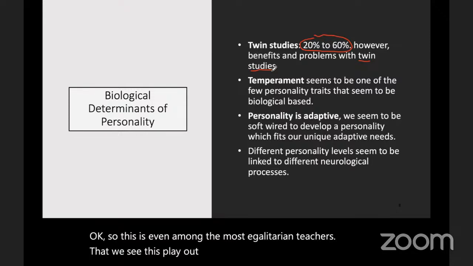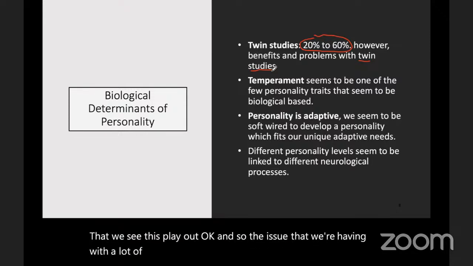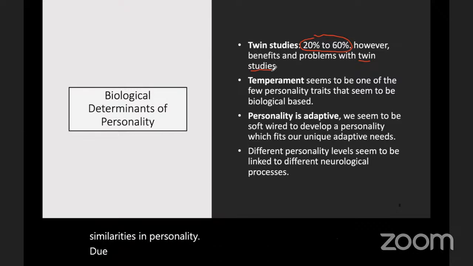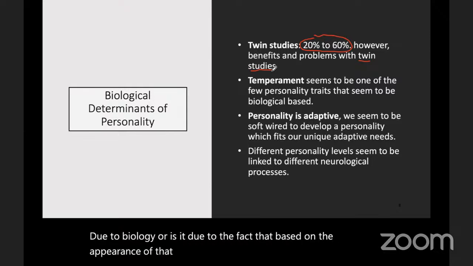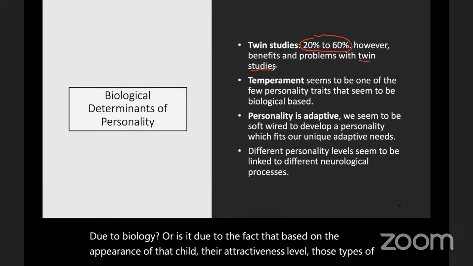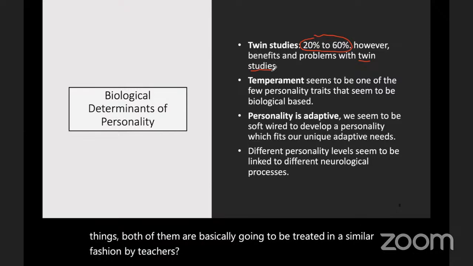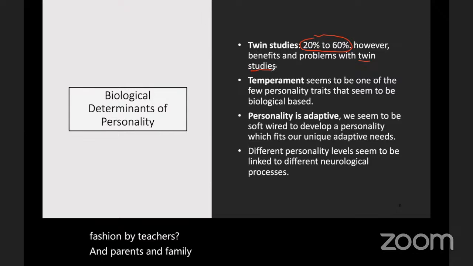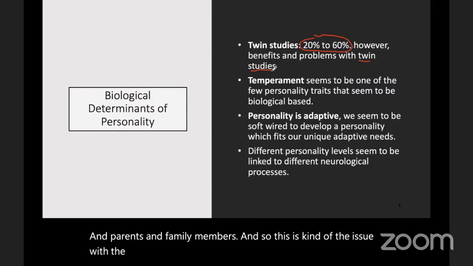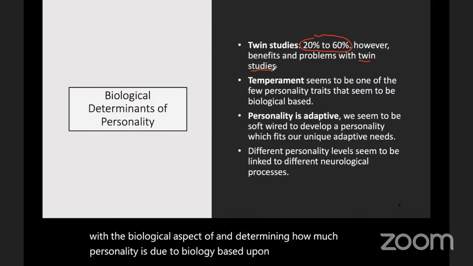Okay. And so the issue that we're having with a lot of these twin studies is, are the similarities in personality due to biology, or is it due to the fact that based on the appearance of that child, their attractiveness level, those types of things, both of them are basically going to be treated in a similar fashion by teachers and parents and family members. And so this is the issue with the biological aspect and determining how much personality is due to biology based upon these identical twin studies.